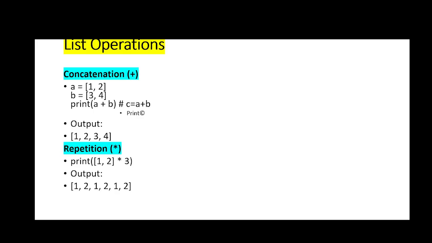Repetition, like multiplication. Print [1, 2] multiplied by 3. The output will print the elements three times. As you can see, 1 2 1 2 1 2, three times.